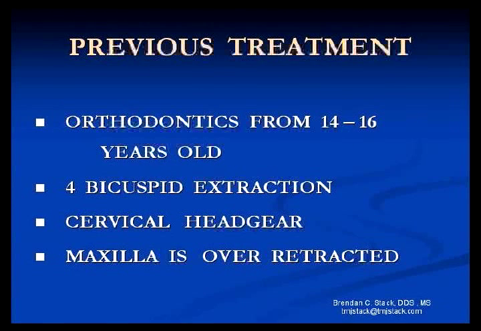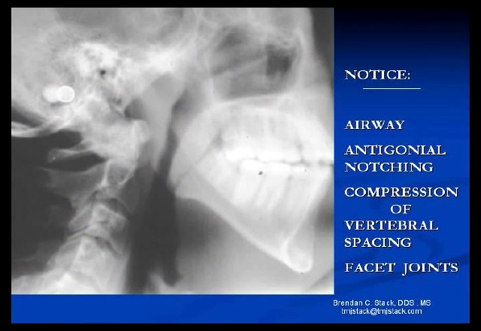He's had orthodontics from 14 to 16 years of age, which is relapsing. He's had 4 bicuspid extractions. He's had cervical headgear, and his maxilla is over-retracted due to wearing the cervical headgear. This is his cephalometric X-ray showing the antigonial notching in front of the gonial angle. He also has a constricted airway, which you can see posterior to his palate.